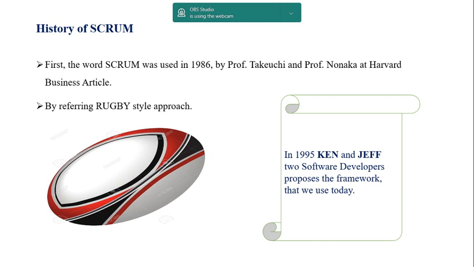So this is what we are using as Scrum present day, which was started in 1995 by Ken and Jeff, two software developers, who proposed the framework that we use today. Scrum is a method, a technology which we can apply in almost all areas, like regular routine problems, in finding new products, and for research work and whatnot.